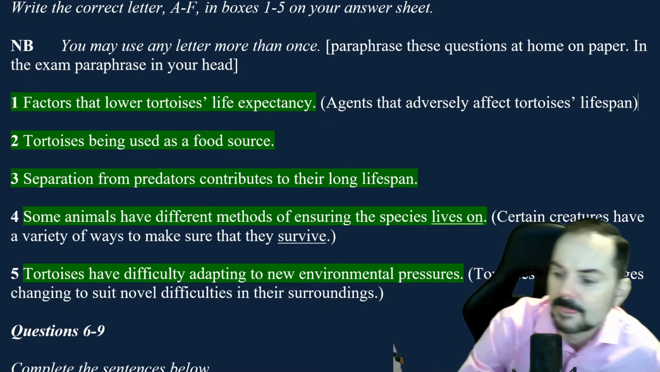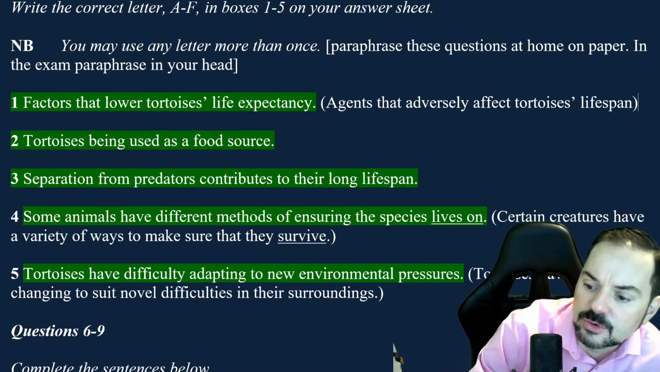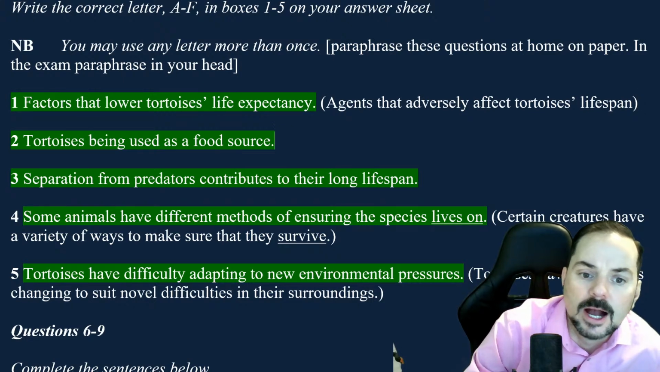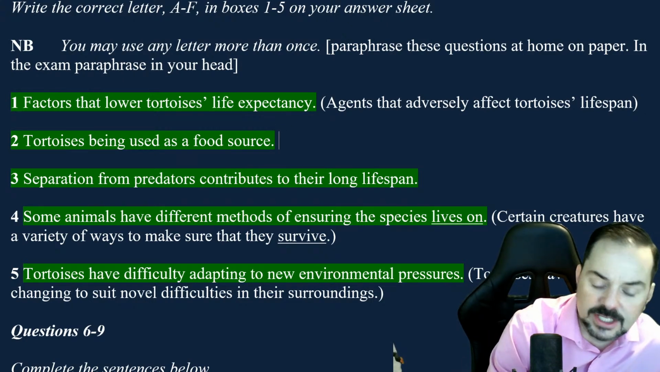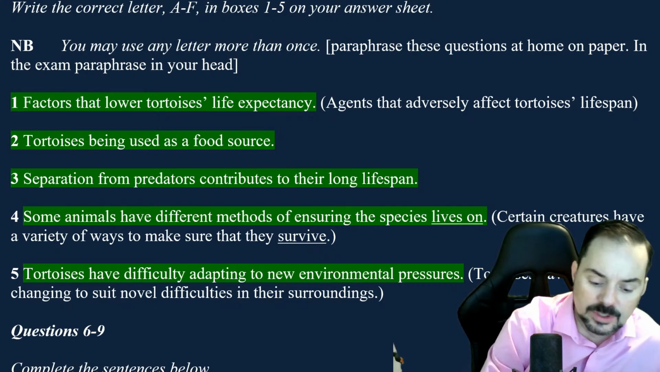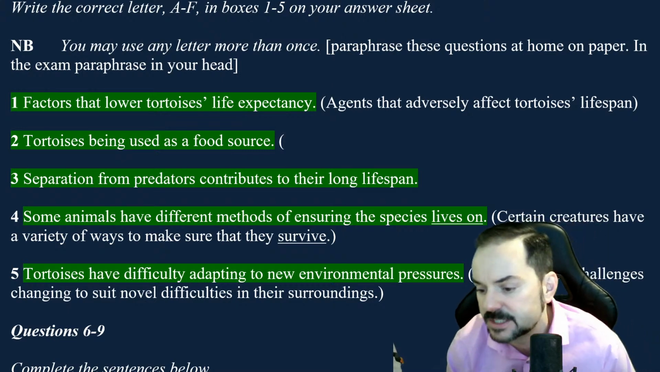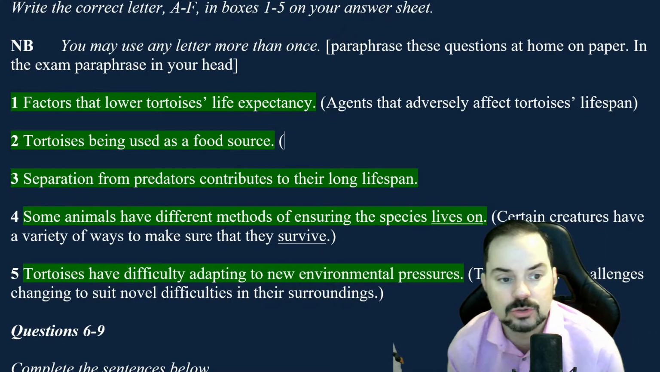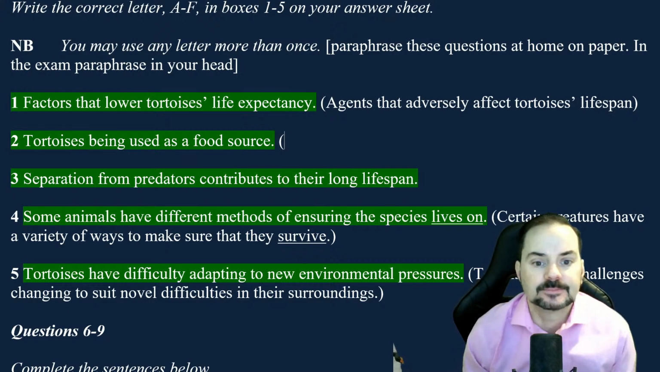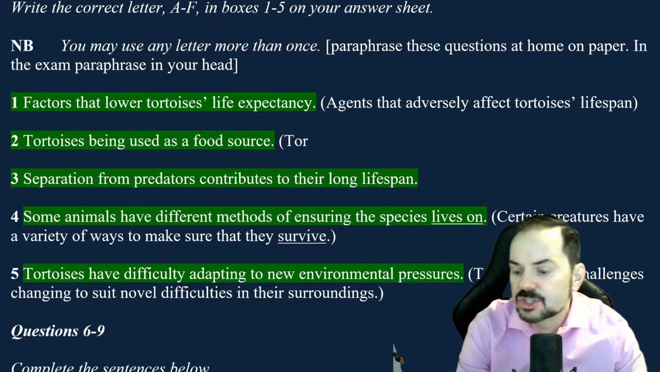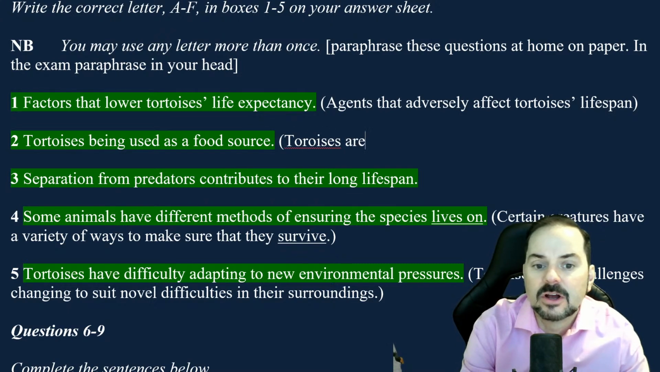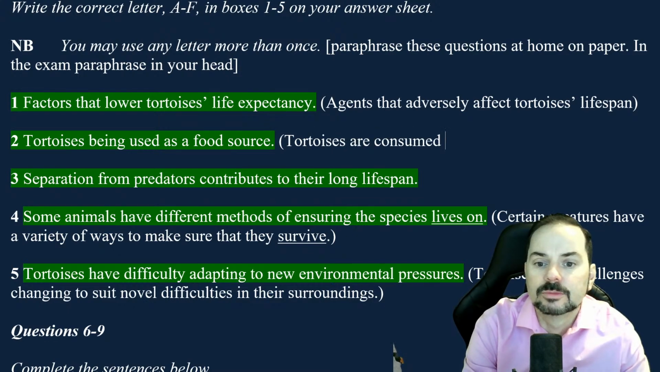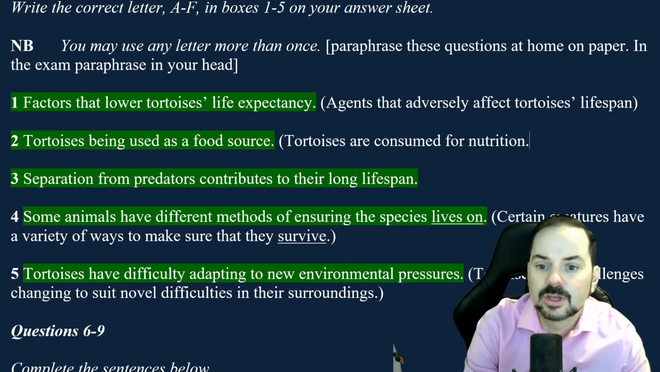Okay. Number 2, Chayani says tortoise can be consumed. It's a good start, Chayani. It's not quite accurate, though. We need to be accurate when we paraphrase. It's not just that they can be consumed, it's that they are being consumed, okay? Like this, Chayani. Tortoises are consumed for nutrition. Okay?